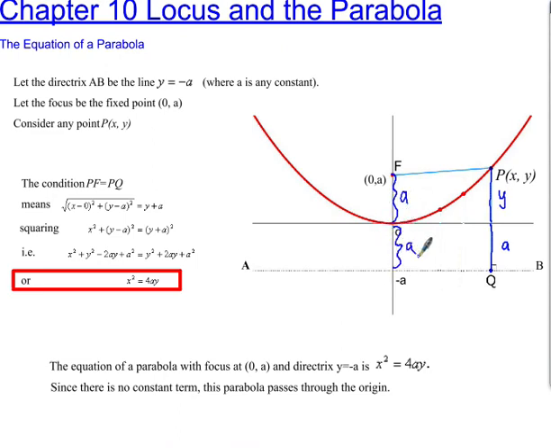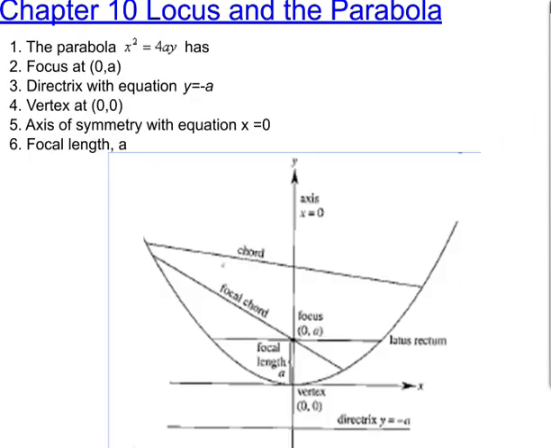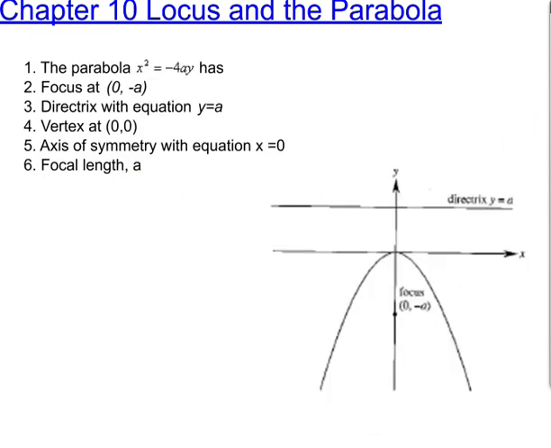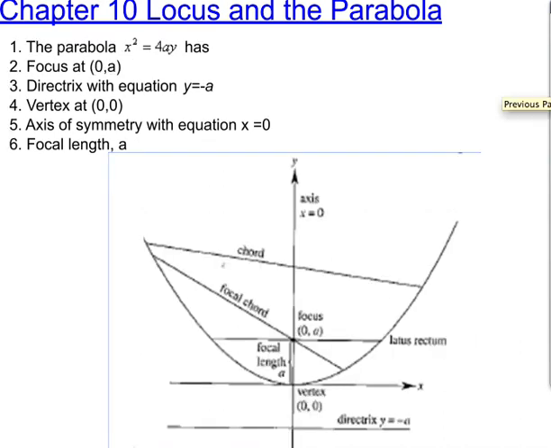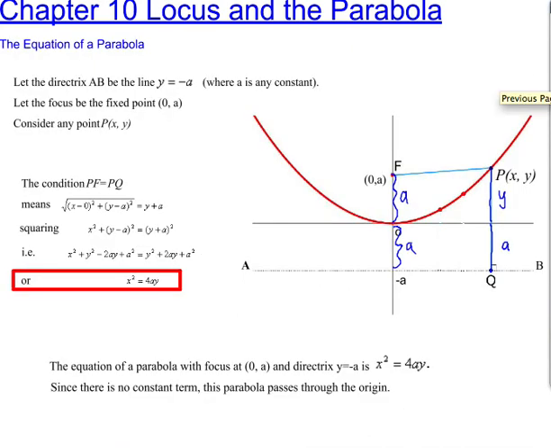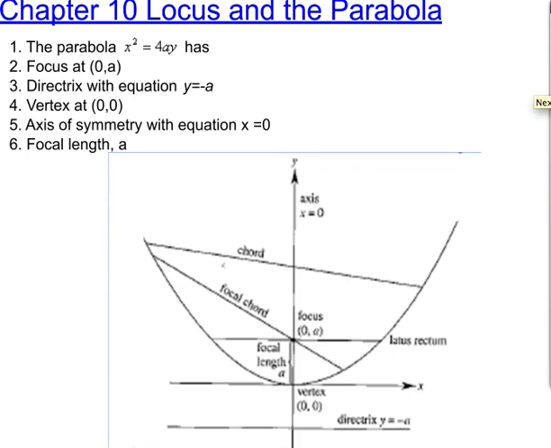Cool. So, you know your summary page, that table that I've got? On that one, I want you to fill in the very first two lines, which are for x squared equals 4ay. So you fill in the first one, axis of symmetry. The axis of symmetry has the equation x equals 0. You write that under axis, the top one. x equals 0.